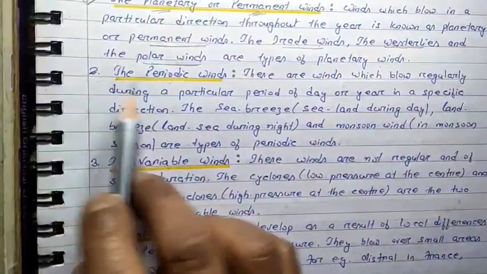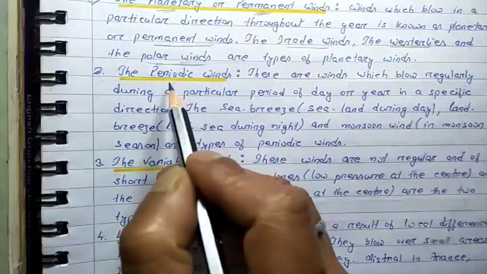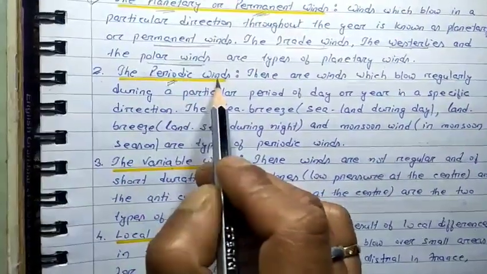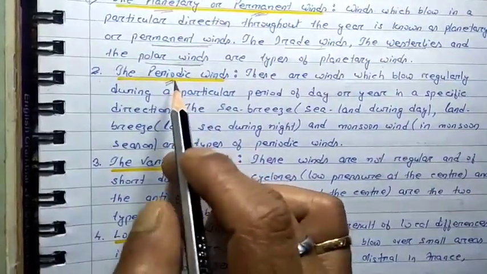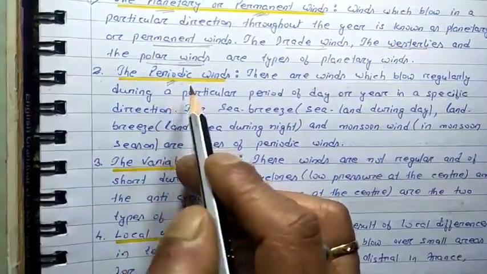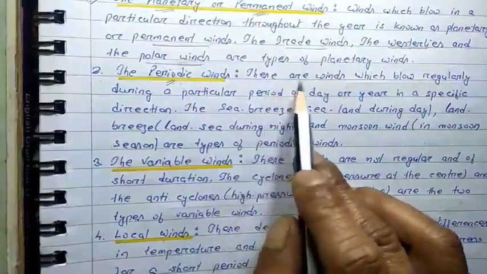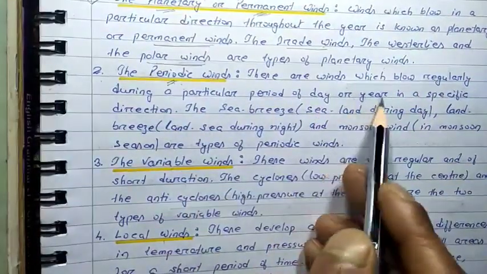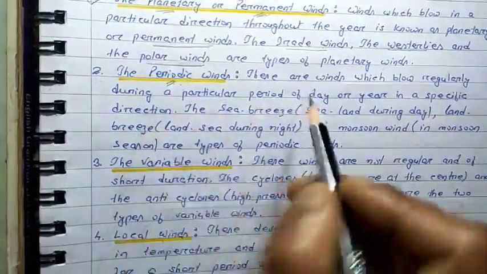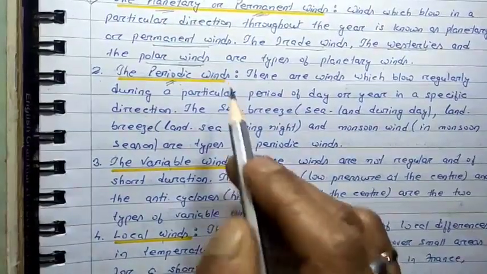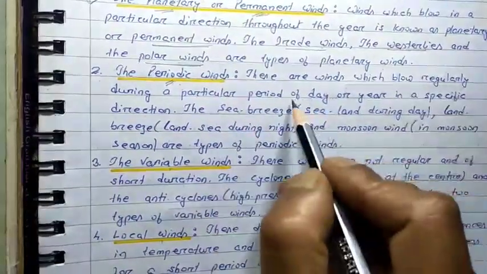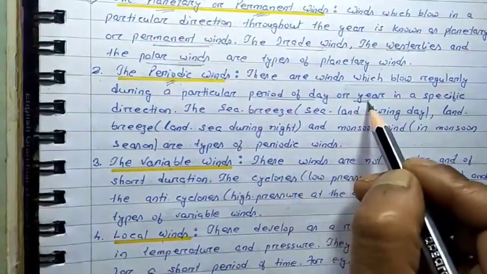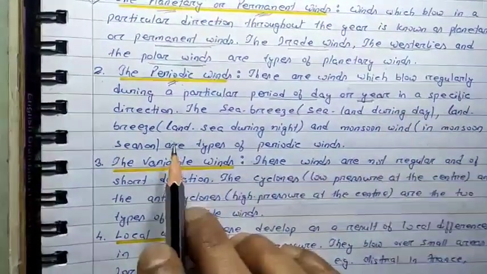The second type of wind is periodic winds. Here also from the name we can easily understand about the wind. Periodic wind means it does not blow in a specific direction constantly, it keeps changing its direction. These are winds which blow regularly during a particular period of day or year in a specific direction. So we can say periodic winds blow for a particular period of a day or year in a specific direction, and after that they again change the direction.